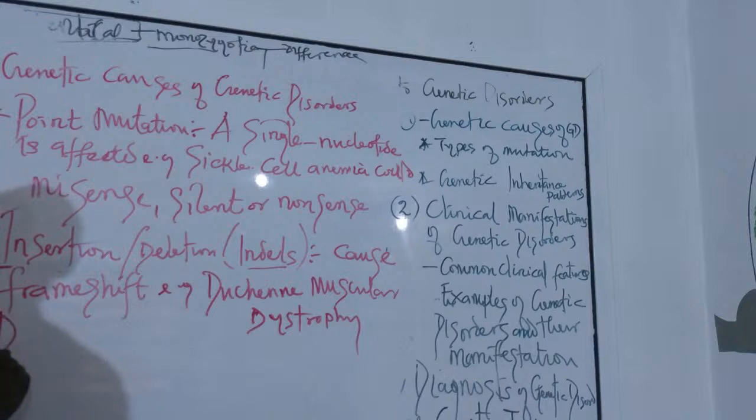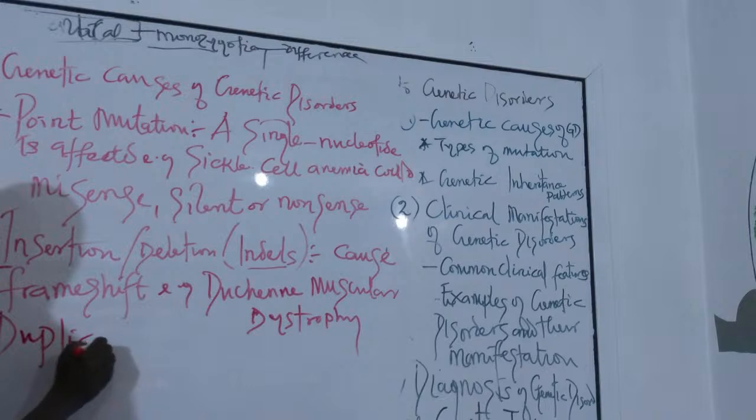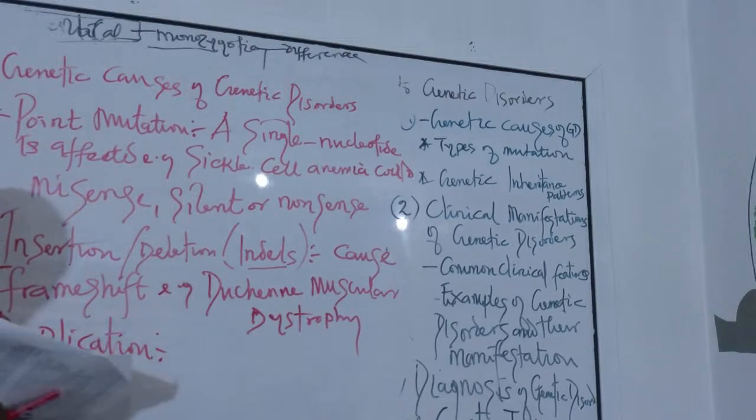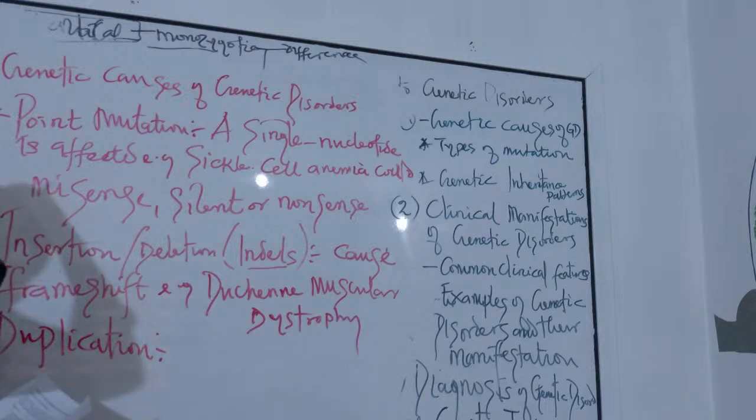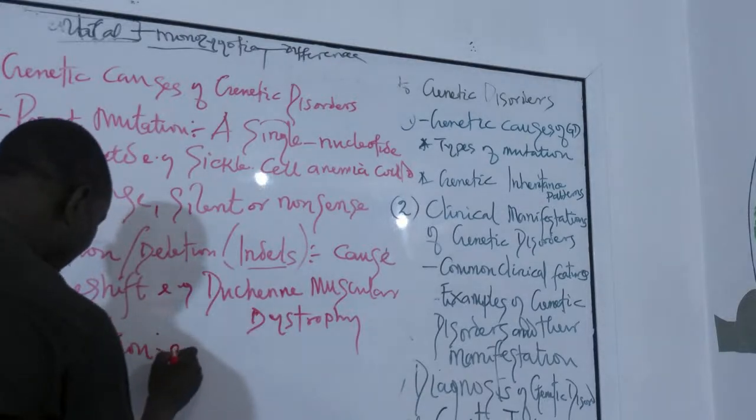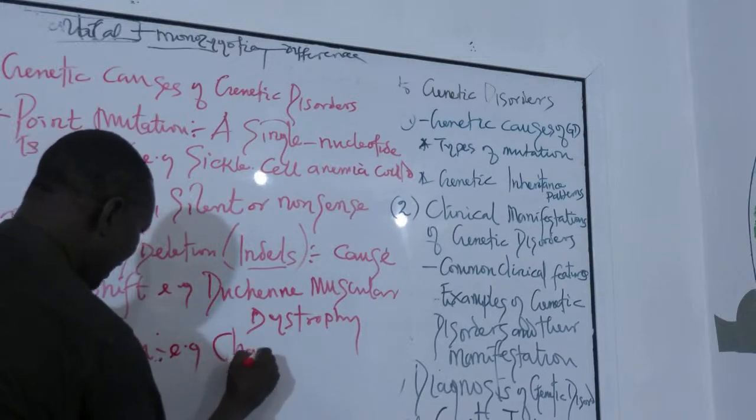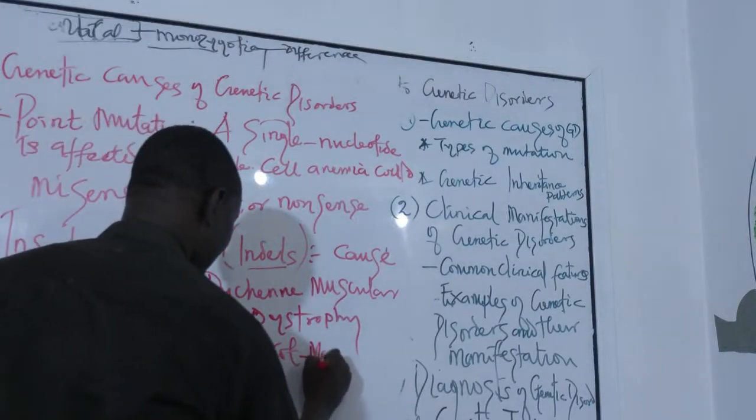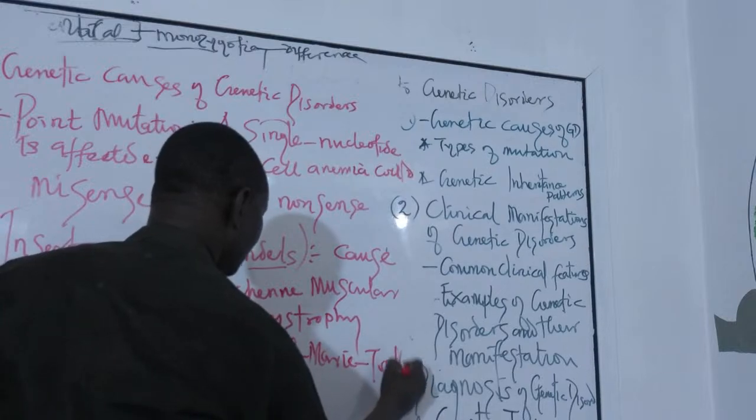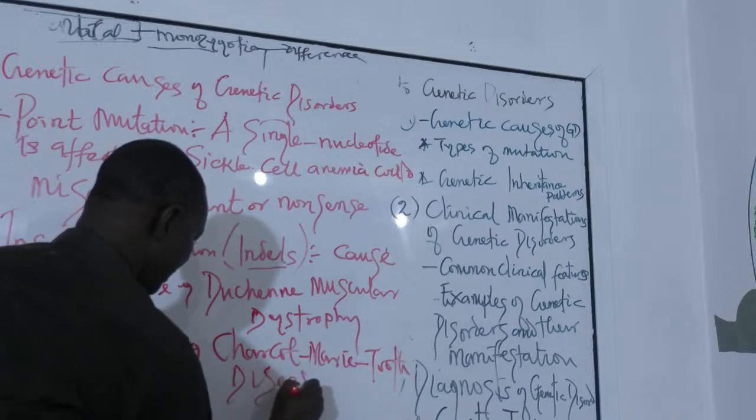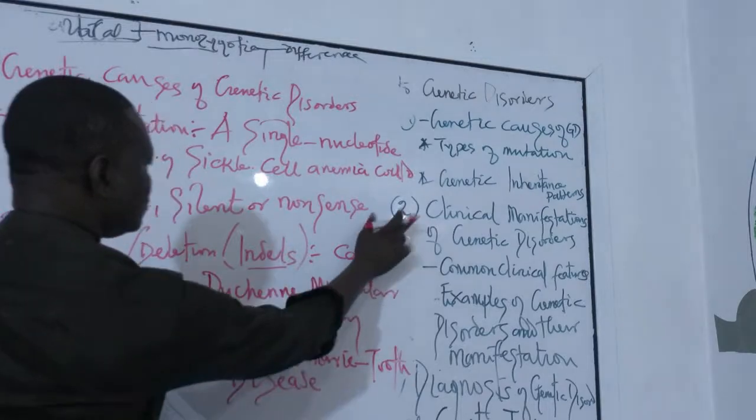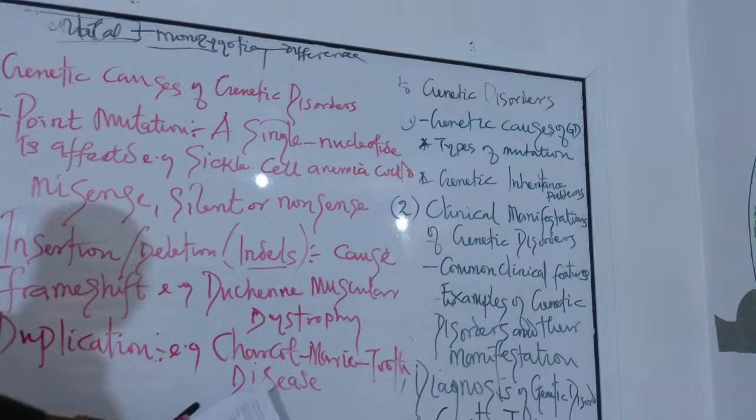Okay, then a genetic disorder could be as a result of duplication. That means that there's going to be a repeat of certain segments of the DNA, a certain part of the DNA. An example of that is what is seen in Charcot-Marie-Tooth disease. We will look at the clinical manifestation of all this by the time we get to point 2. We'll start picking these conditions one after the other, and we'll look at the clinical manifestation of each.